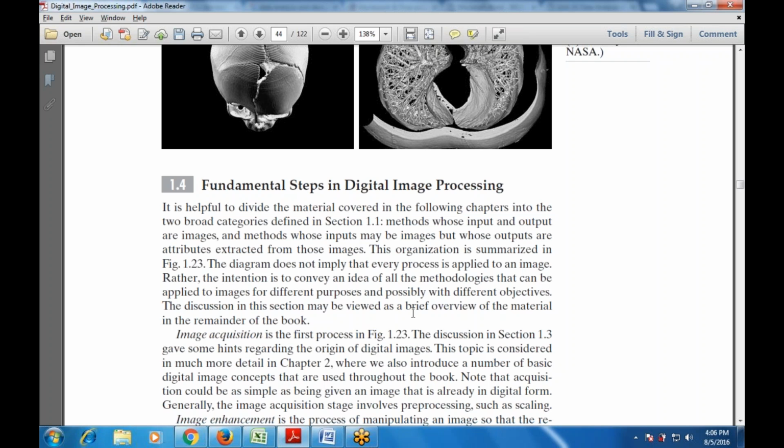The diagram does not imply that every process is applied to an image. Rather, the intention is to convey an idea of all the methodologies that can be applied to images for different purposes and possibly with different objectives. The discussion in this section may be viewed as a brief overview of the material in the remainder of the book on digital image processing.